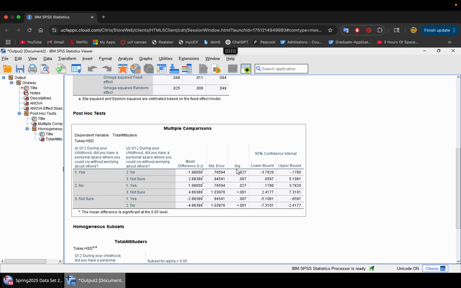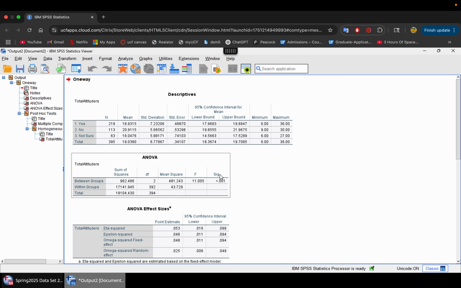So we're looking at the significance right here, and if you look closely, they're all less than 0.05. So we're good. We don't have to worry about this not being significant. So how do we write this in APA format? Because this is a lot of data and it's kind of confusing.